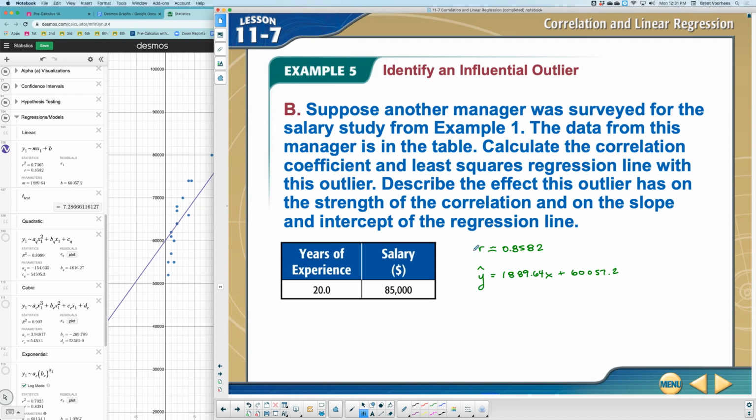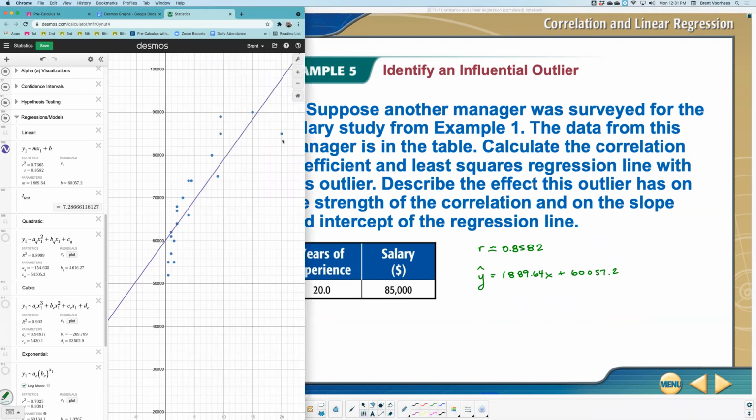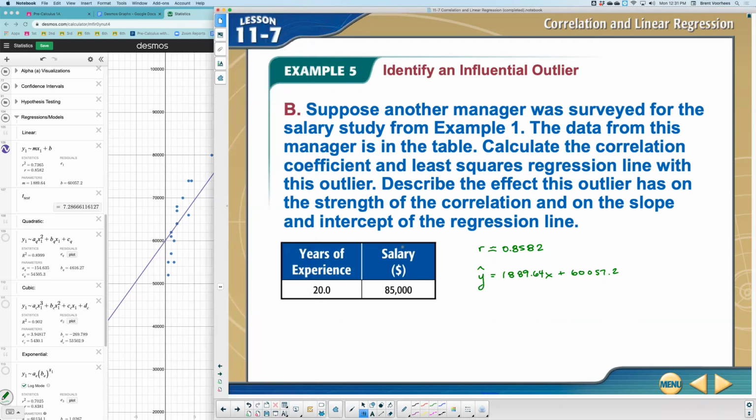This all got off because we had an outlier. You can see the outlier is way off the line of what we're expecting to get. So what effect does this outlier have on the strength of correlation? The correlation strength was weakened. So here the correlation strength is weakened.